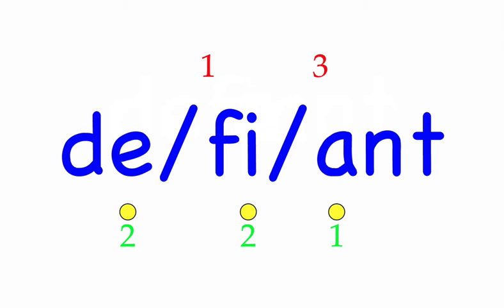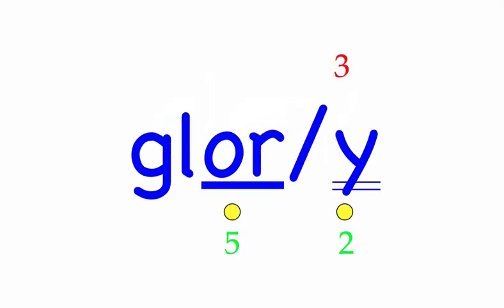Glory. The team returned home in glory. Glor has three sounds, g, l, or. E, one sound. Glory, mark the word, glory. When y comes at the end of two or more syllables, it will normally represent its long e sound. That's the second long sound for y, so we double underline the y.